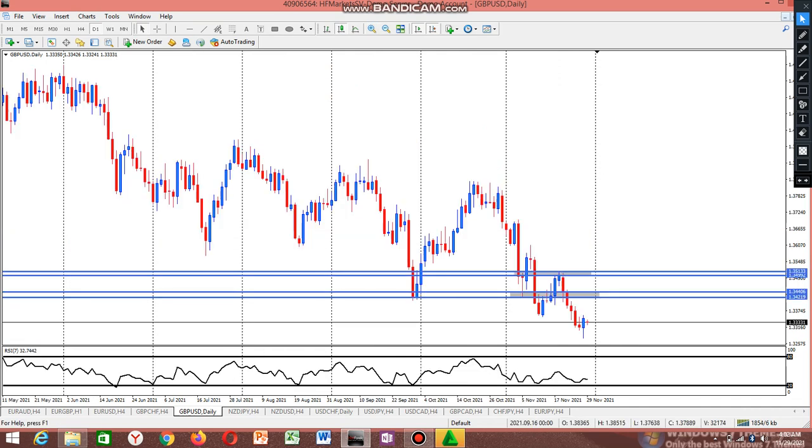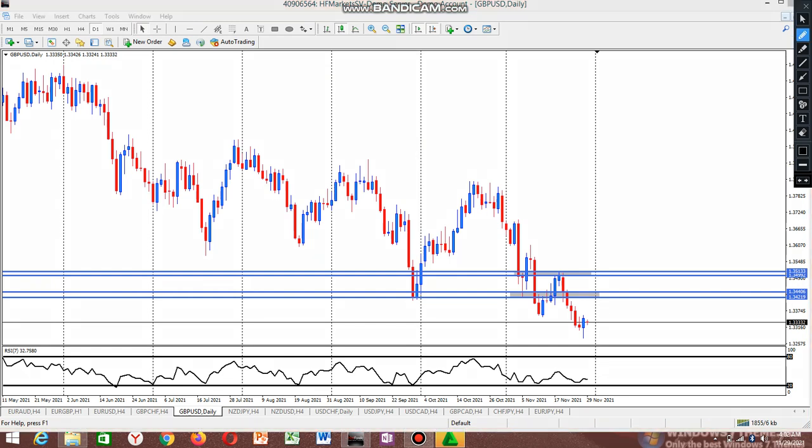GBP USD has been on a downtrend. The normal definition of a trend, especially the downtrend or bearish trend, has to do with a low pushed up, which forms a higher low, and drop down forms a lower low, pushed up from a higher low, drop down, lower low, pushed up from a higher low, and drops down to a lower low.